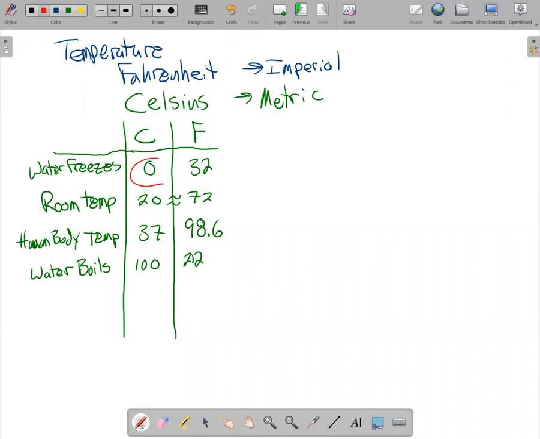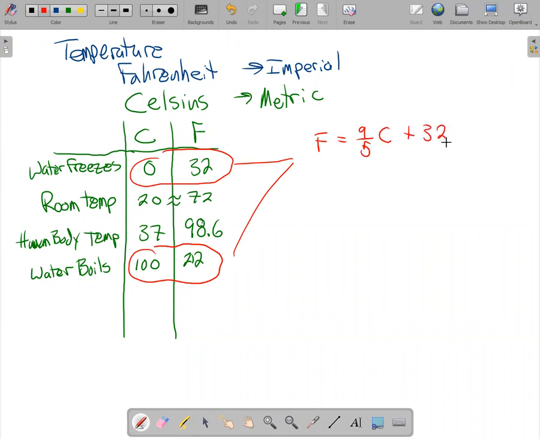If we were to take these two points in common, we can use them to build a conversion equation where the Fahrenheit temperature is equal to 9/5 Celsius plus 32. You've probably seen that before. So let's double check my estimate of room temperature with a calculator on that.